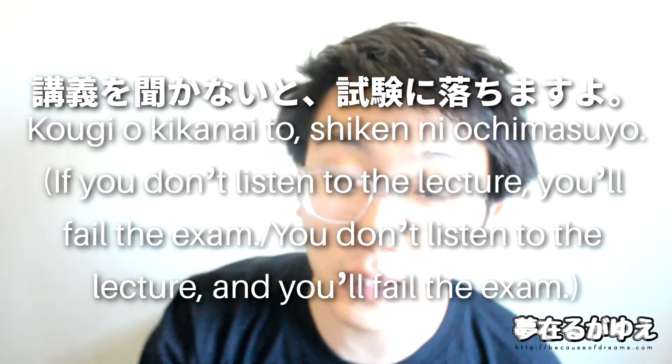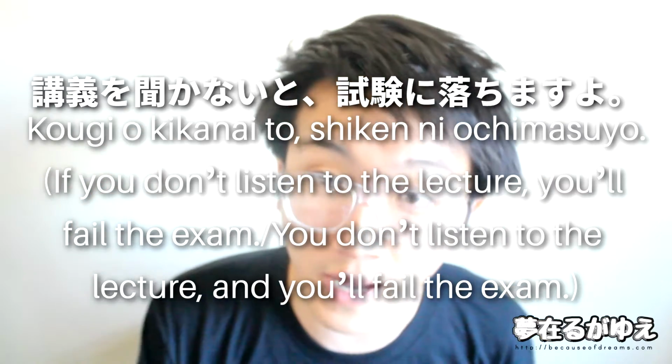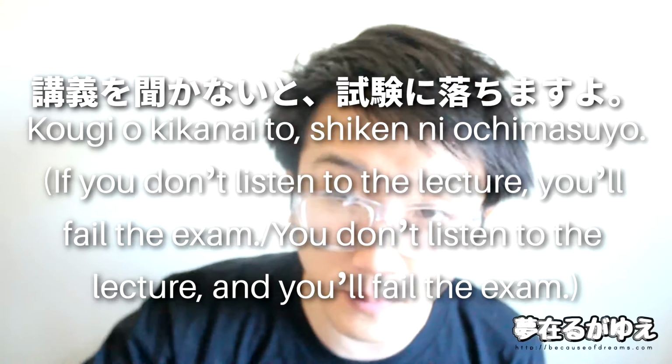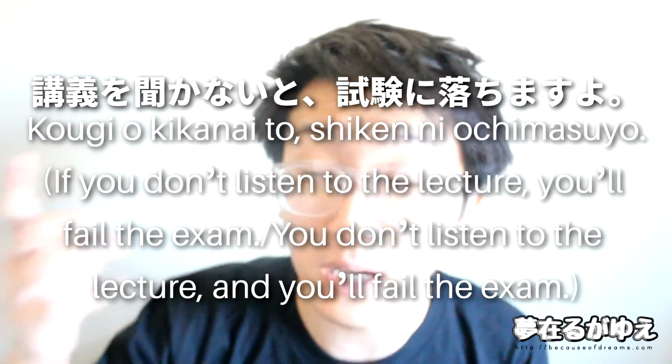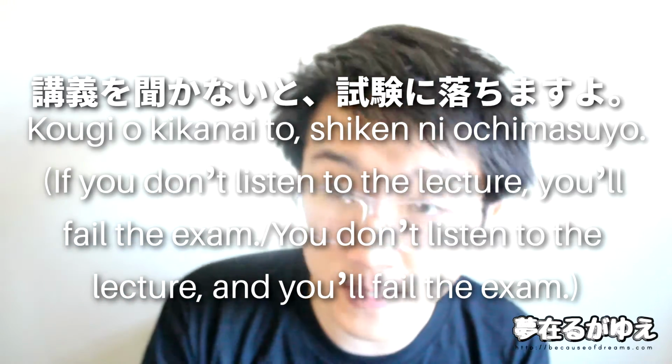And so with kikanai, we can now connect this first clause with the second clause with the particle to as the grammar pattern demands. And now we move on to the second clause. And it's just going to be the simple phrasing, shiken ni ochimasu yo. And shiken is going to be the word for test. You have the verb ochiru, which has a lot of definitions, but in this context, it's going to mean to fail, and it's going to be specific to a test.